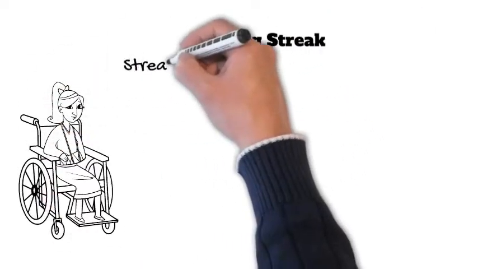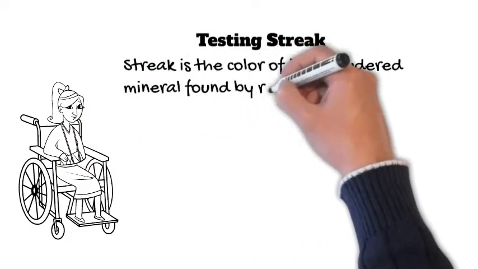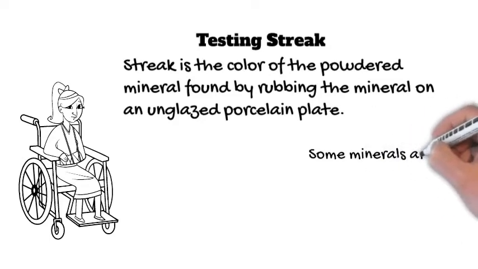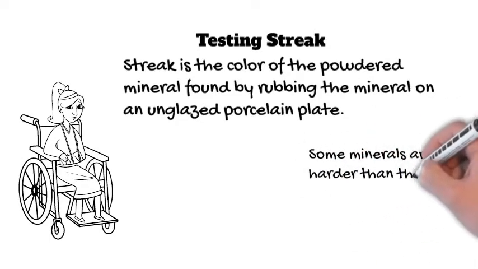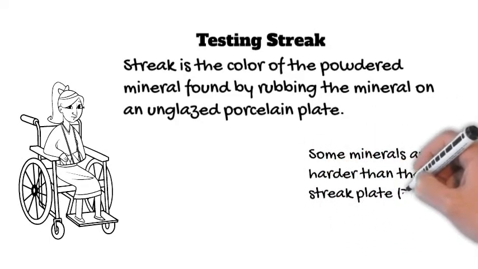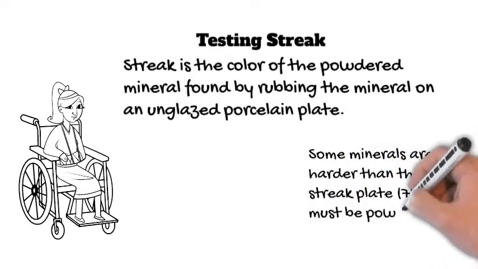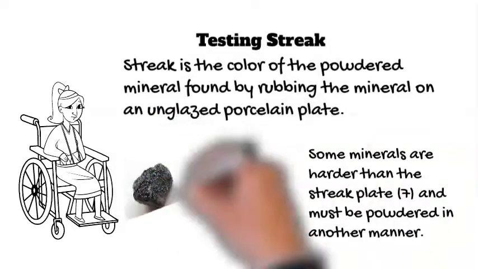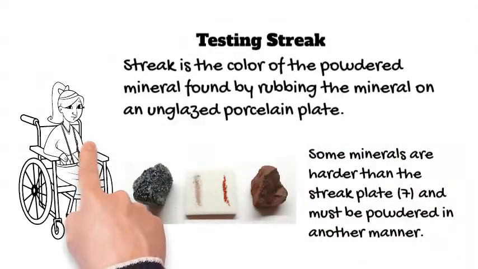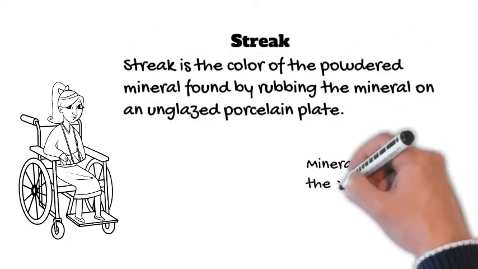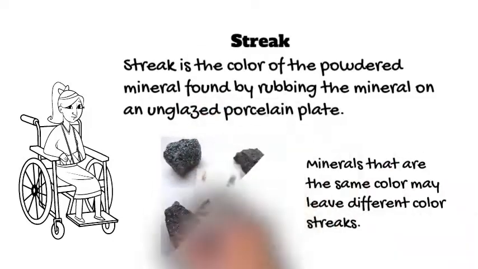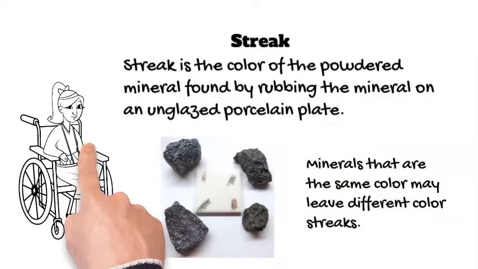The streak of a mineral is the color of the powdered mineral found by rubbing it on an unglazed porcelain plate. Some minerals are harder than the streak plate, the unglazed porcelain plate, and must be powdered in a different manner. Oftentimes, minerals of the same color will leave a different streak. We can see the different streaks in this image here.